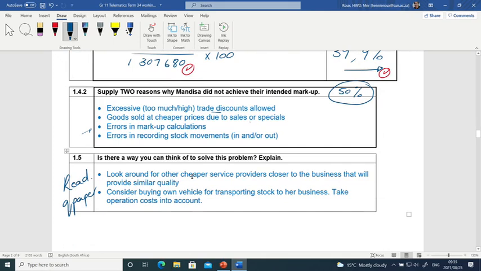And now the solution can be that we can look for cheaper service providers that will also deliver the same quality of service. And then we can also consider buying our own vehicle. Then we can do our own deliveries and also collect our own stock, but we must just make the calculation very carefully to see if this will benefit us, because we have operation costs. We have to pay for fuel, we have to pay for insurance, we have to pay for repairs, maintenance on the vehicle. And will that make a difference on the transport cost that we pay on purchases? But yes, we can also look for a cheaper supplier, service provider for this service.